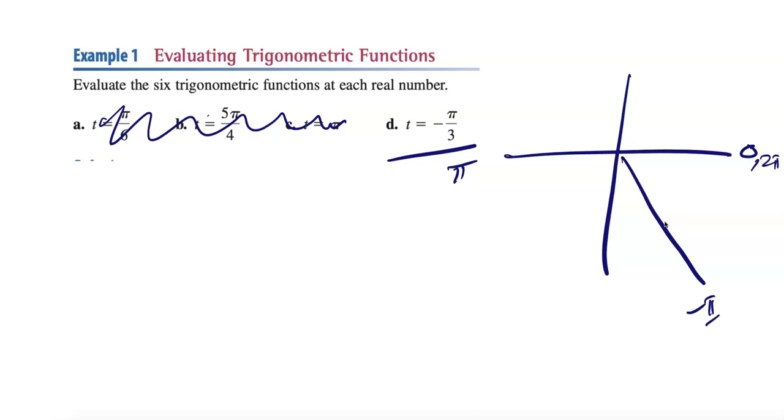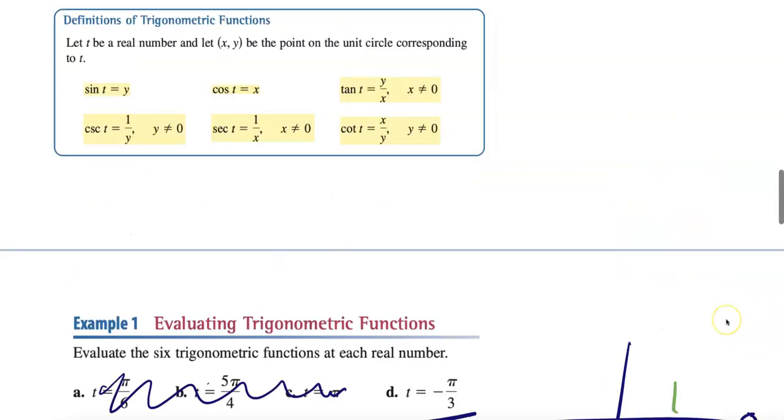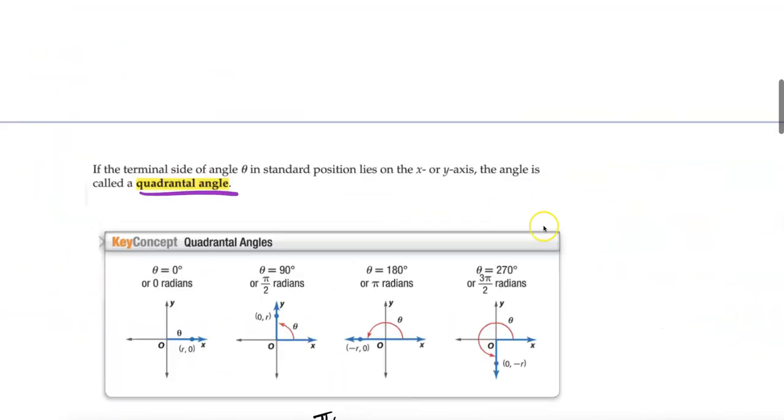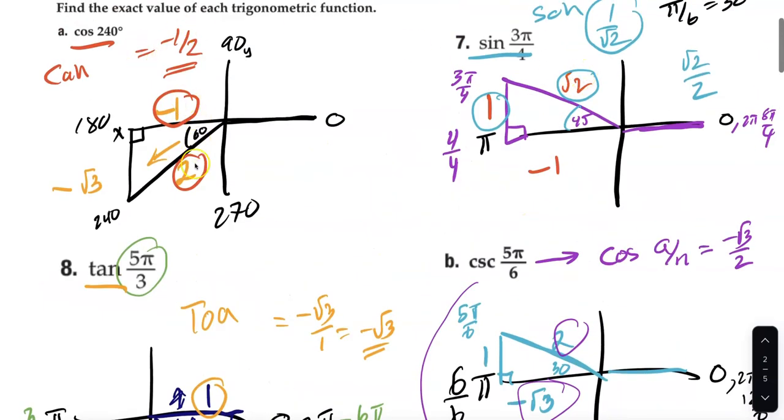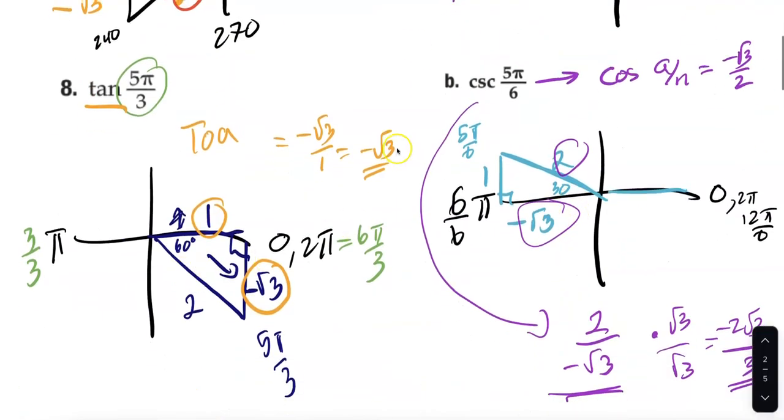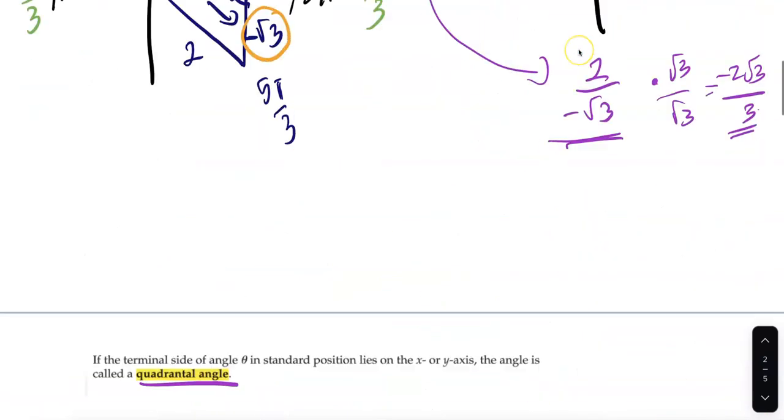Negative pi over 3. We're going to make a right triangle with the x-axis, as always. Pi over 3 is automatically 60. And then from there, we should know our sides. That is radical 3. That is 1. Hypotenuse is always 2. If you notice, hypotenuse is always 2 on our triangles. Sometimes it's a radical 2 when it's 45, but it's always a 2. So 2 there, 2 there, 2 there. When it's 45, it's a radical 2.